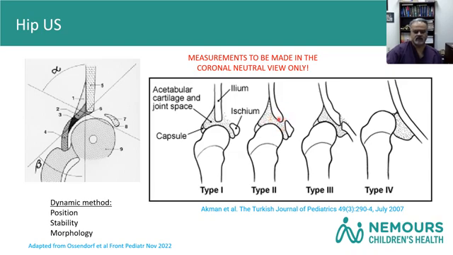The two Cs are even shallower, so 43 to 49 degrees of an alpha angle with the hip still appropriately reduced. And then there is the type D, which is the decentered hip, which means the hip is not seated up against the triradiate cartilage. Type 3s are horizontal dislocations, and type 4s are dislocations with the labrum interposed in between.